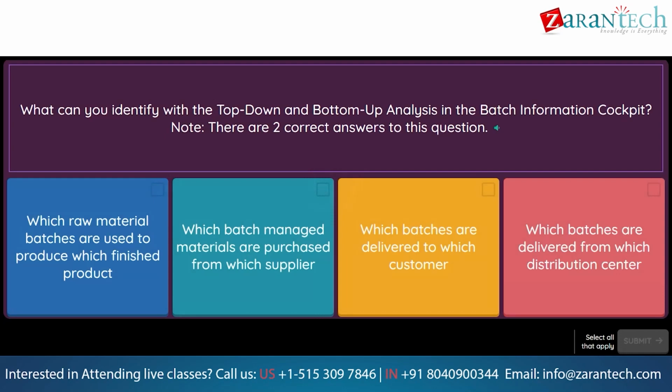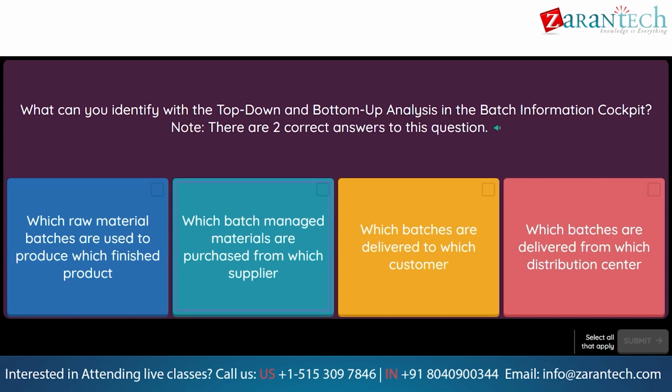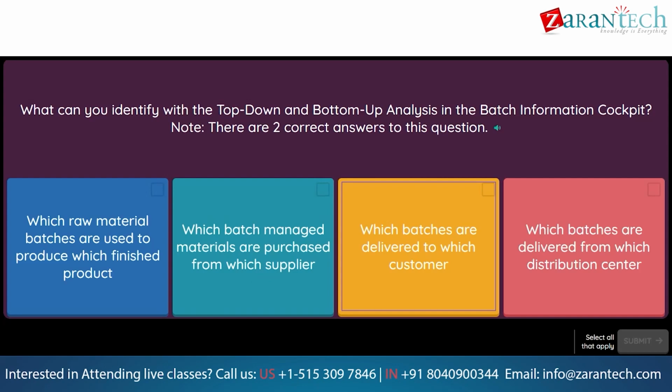Question: what can you identify with the top-down and bottom-up analysis in the batch information cockpit? Note: there are two correct answers to this question. Option 1: which raw material batches are used to produce which finished product. Option 2: which batch managed materials are purchased from which supplier. Option 3: which batches are delivered to which customer. Option 4: which batches are delivered from which distribution center.